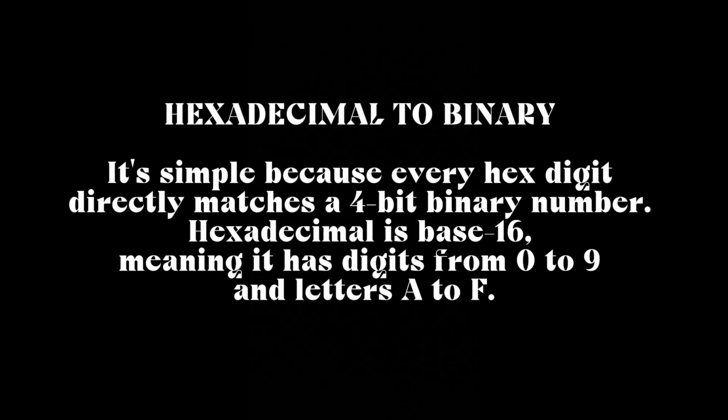And the last one is hexadecimal to binary. It's simple because every hex digit directly matches a 4-bit binary number. Hexadecimal is base 16, meaning it has digits from 0 to 9 and letters A to F. So, here is an example of hexadecimal to binary.